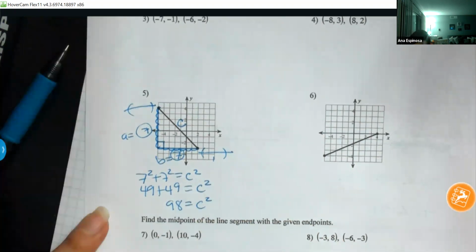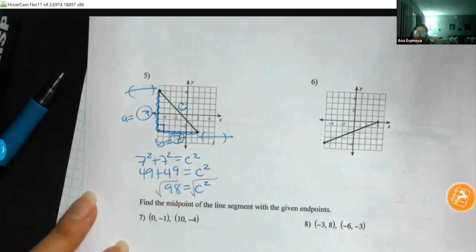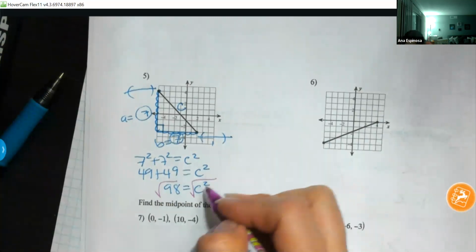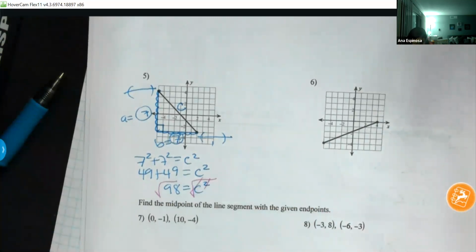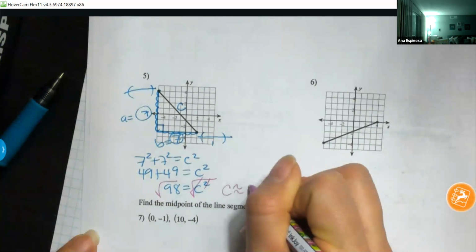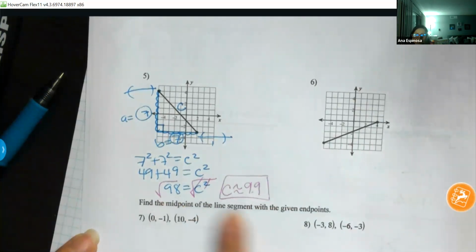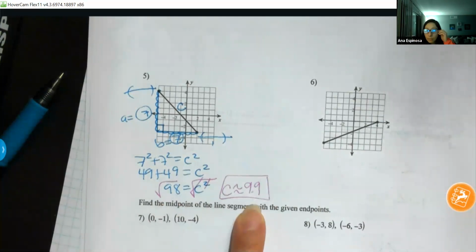Now this one is not a pretty number, which is fine. So depending on what the book wants, the book might want a reduced radical, or they might want the square root of 98. So when I just take the square root of 98, C is approximately 9.9. I mean, it's close to 100, which is why that's really close to 10.